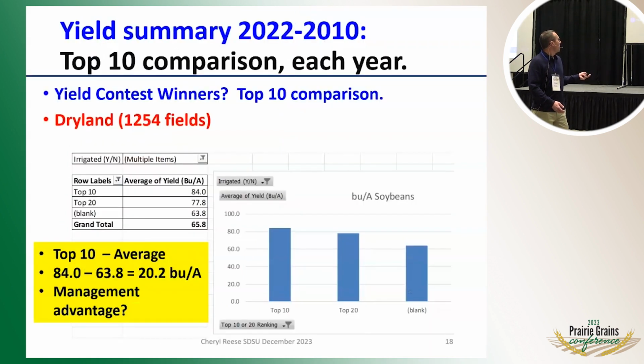So she also broke out the top 10 winners for each year in the yield contest. So dryland, remember, that's a huge data set, 1,254 fields. She found that the top 10 yielded about 20.2 bushels per acre higher than the rest of the field, which is pretty good in soybeans. Now, a lot of that is they happen to be in a sweet spot that got the rain, but as we saw on the previous slide, that's maybe 8 to 10 bushels, that extra rain. So where's that other 10 coming from? Likely management is a large component of that.